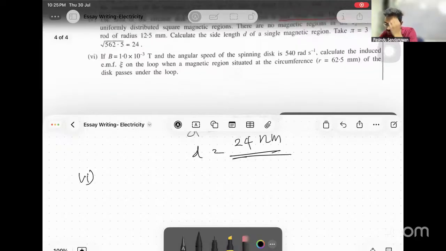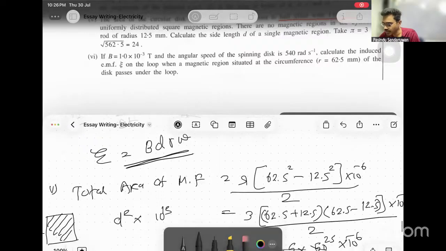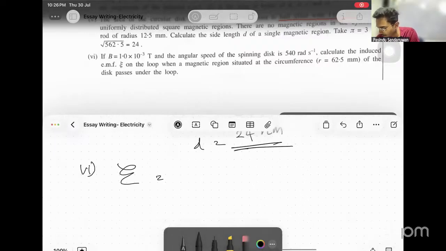6. If B equals 10 to the minus 3 Tesla, and the angular speed of the spinning disk is 540 radians per second, calculate the induced EMF psi on the loop when the magnetic region situated at the circumference R equals 62.5 millimeters of the disk passes under the loop. Right, for psi we have proved an equation before. What was the equation we proved? Psi is B d R omega.